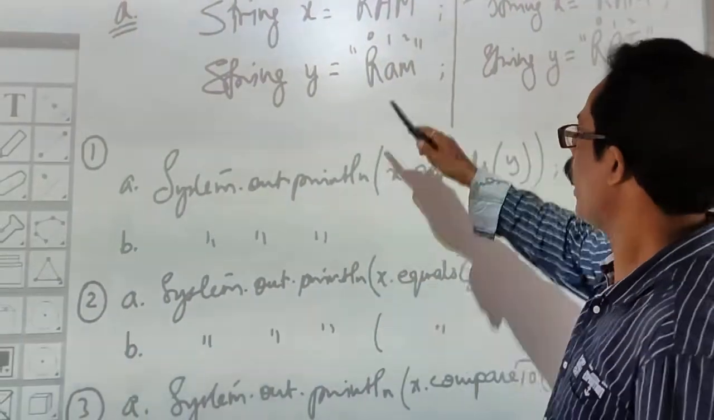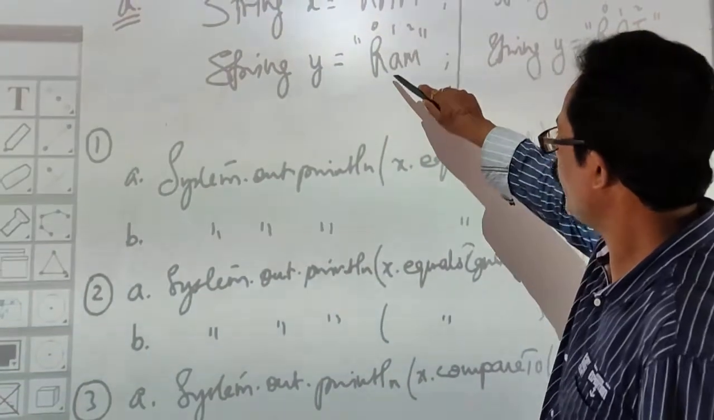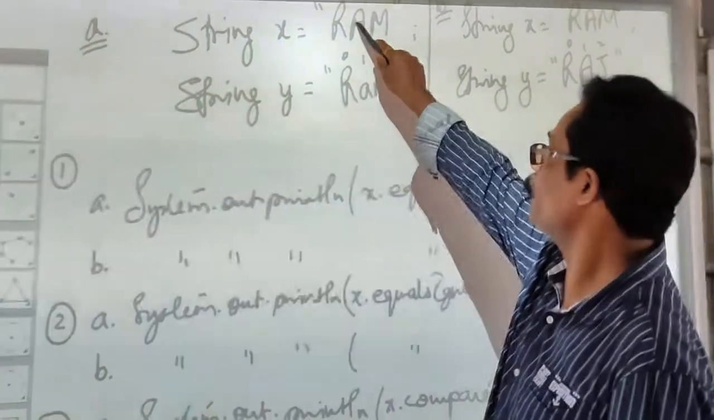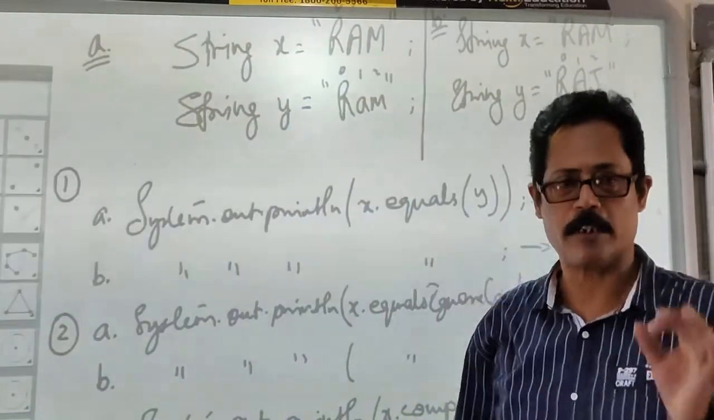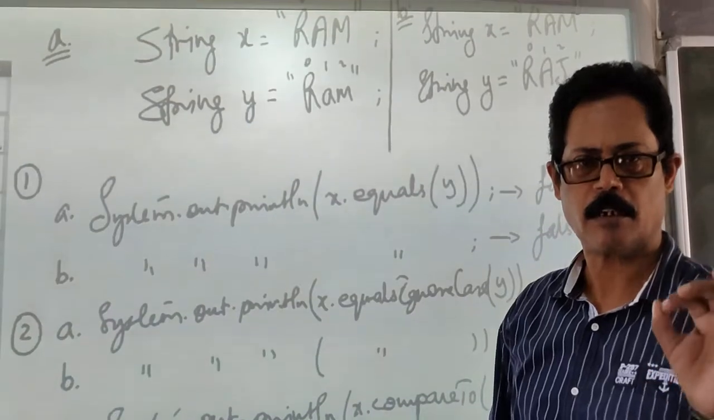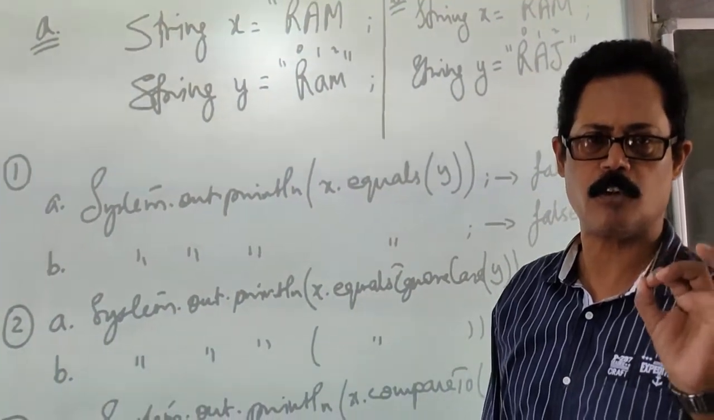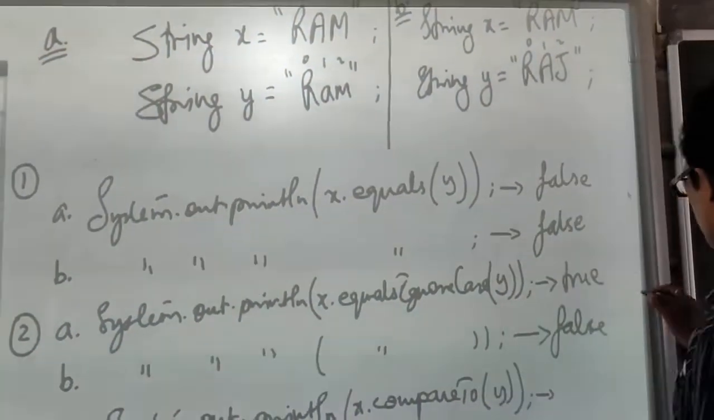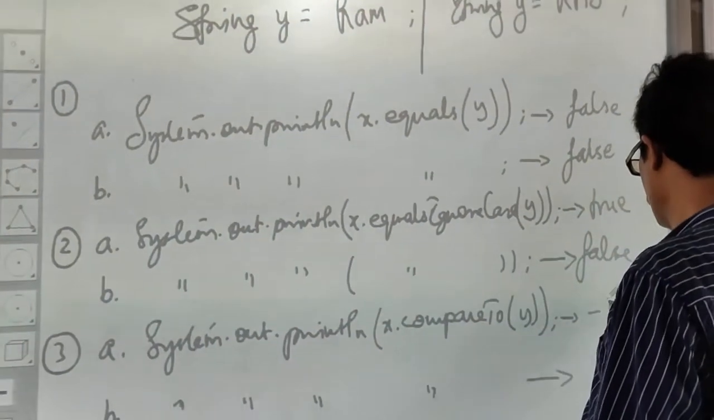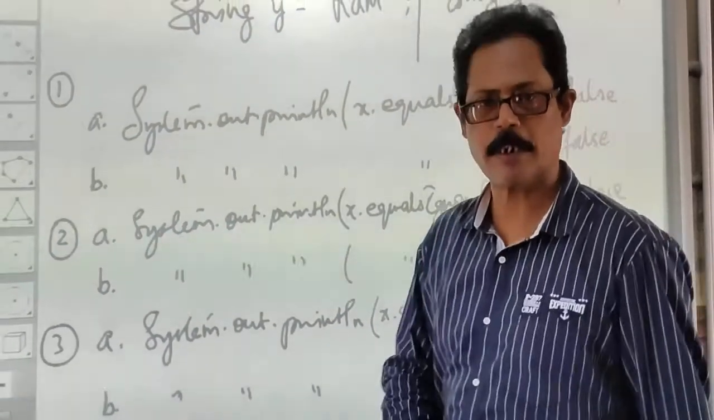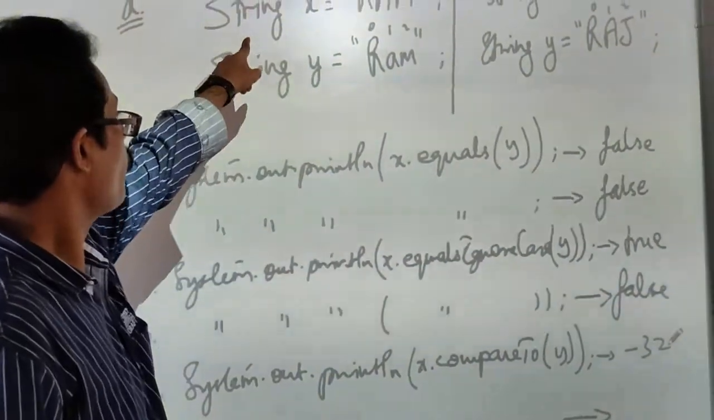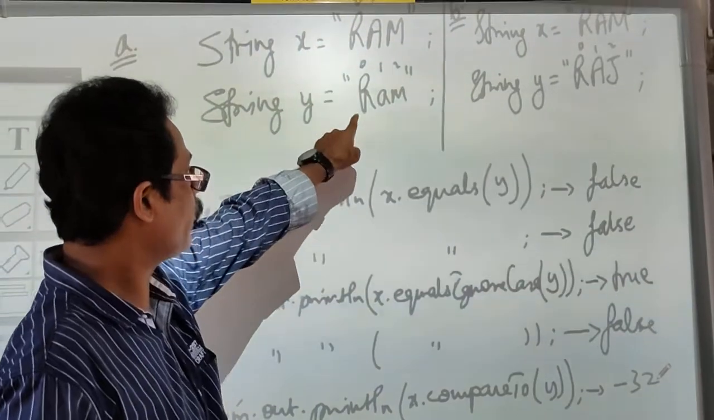Okay? So here it compares the ASCII value of capital A and small a. Capital A is 65 and small a is 97, so 65 minus 97 gives you the answer minus 32. Therefore, in the first case it will give us minus 32. That means we are getting a negative number, which shows that the first string is smaller than the second string.